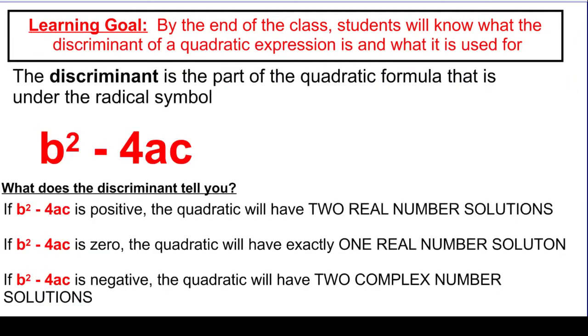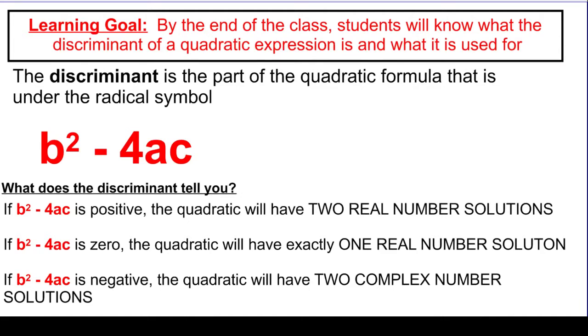The discriminant is the part of the quadratic formula that's underneath the radical symbol. So b squared minus 4ac, you've heard a lot about this. It's a part of the quadratic formula. We're going to focus on just what's under the radical. Notice that I'm not including the radical in this definition. It's just b squared minus 4ac, the value of the number under the radical.